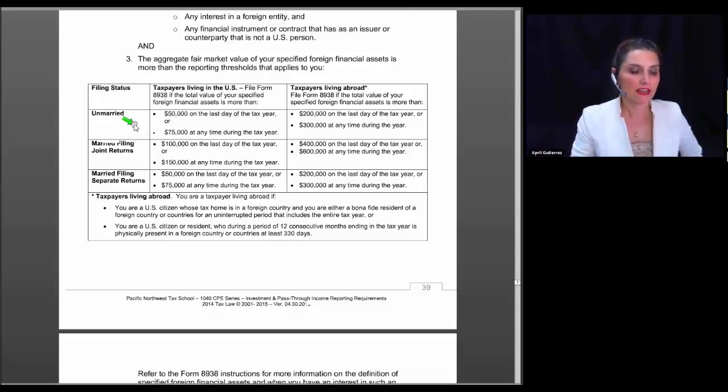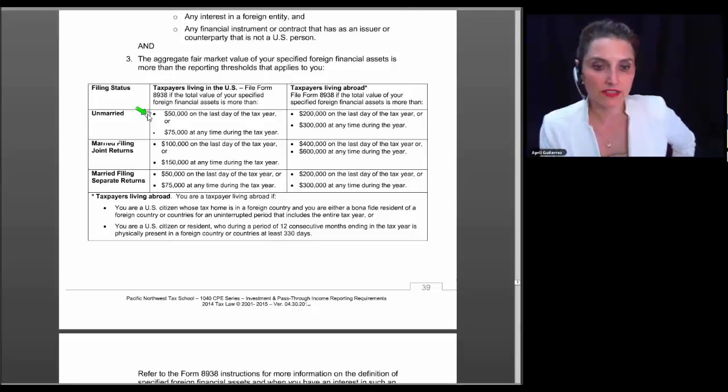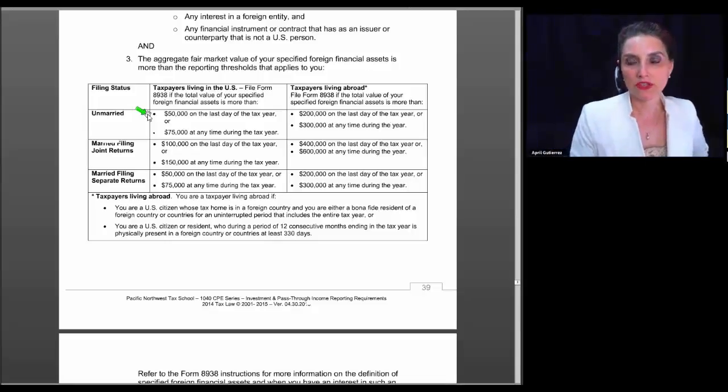And under FATCA, if you are not married and you live inside of the United States, the filing threshold for Form 8938 is $50,000. So let's just suppose you own a corporation overseas. You own a corporation valued at $100,000. Well, that corporation, the ownership you have in it, is not reportable under FBAR. It would not go on the FBAR report that you file with FinCEN. But it is reportable under FATCA, and you would need to report it on Form 8938.